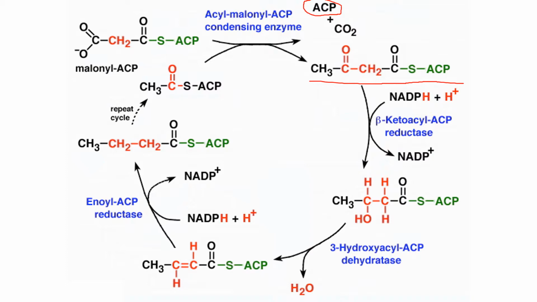The ketone group in the second reaction is going to be reduced to an alcohol with NADPH serving as the reductant. So we need NADPH, we also need a hydrogen ion, and the enzyme beta ketoacyl ACP reductase. So we are reducing this carbonyl group to an alcohol group in this step.